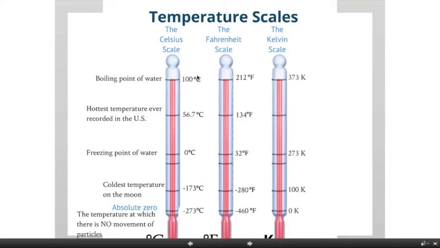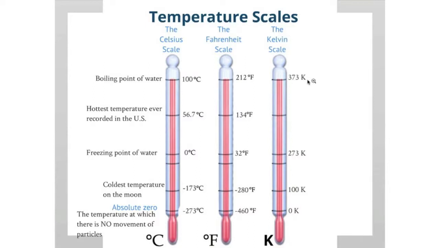Boiling point of water, 100 Celsius, 373 K. And you notice that on the Kelvin scale, from freezing water to boiling water is a difference of 100. On a Celsius scale, from freezing water to boiling water, there's a difference of 100. So a change of 100 K is the same as a change of 100 degrees C. Therefore, a change of 1 K is the same as a change of 1 degree Celsius. And finally, the hottest temperature ever recorded in the U.S., 330 Kelvin.